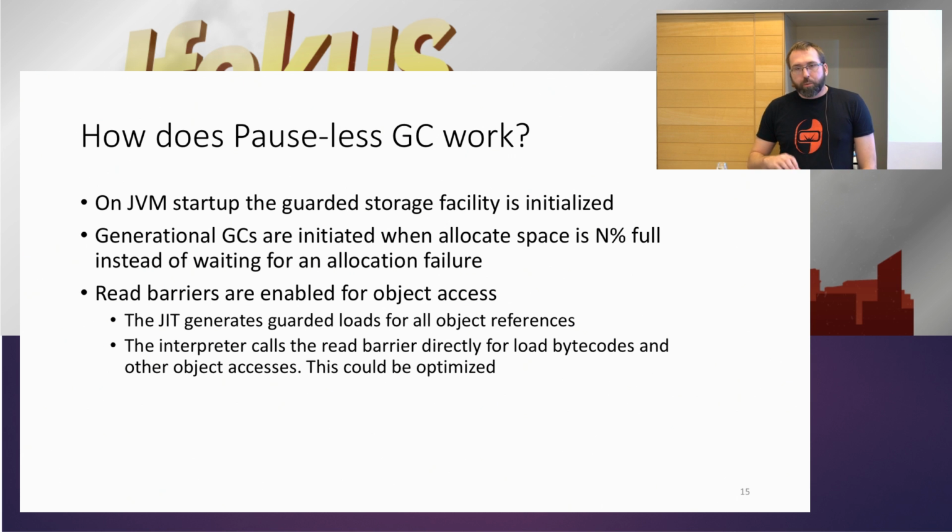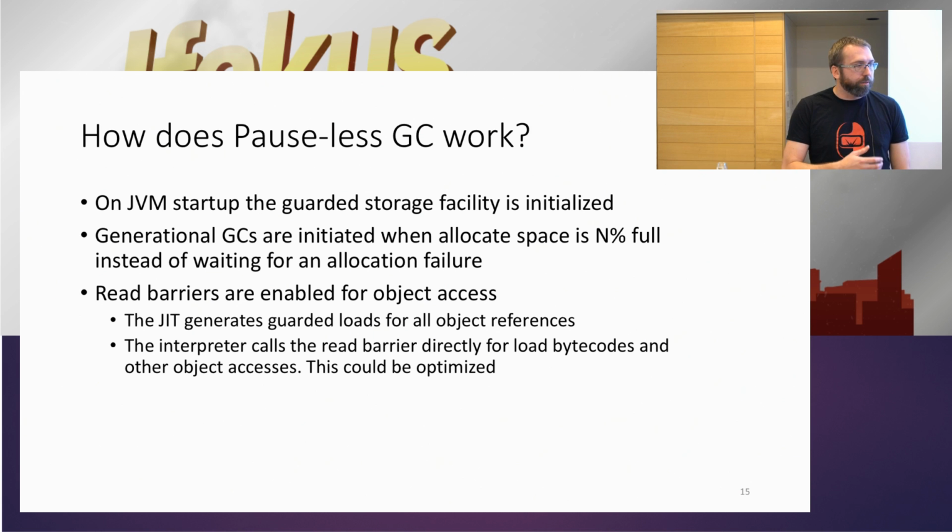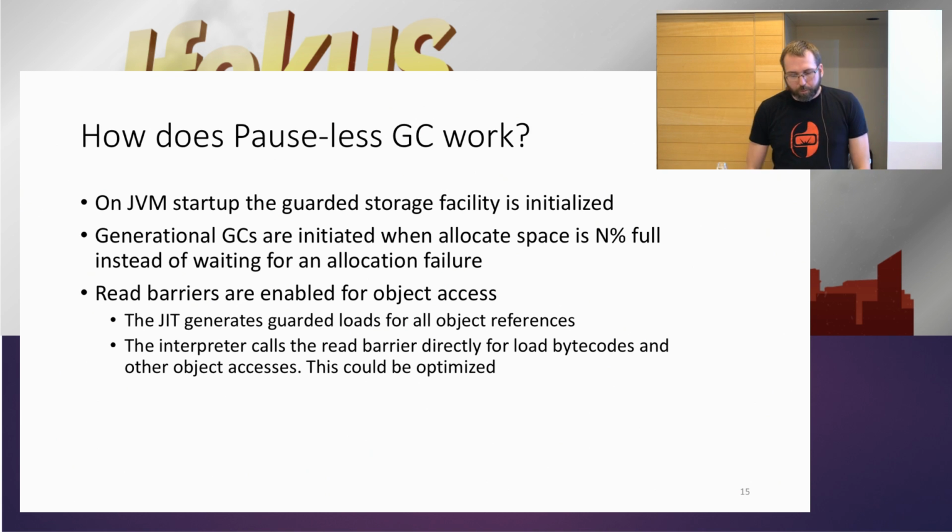And then instead of waiting for allocation failures, of course, we can't wait for that. So the generational collectors are now kicked off when the allocate space is at some percentage full. That's one of our heuristics that I'll talk about a bit more later, where some problems can be introduced. And then we enable these read barriers for all object access. The great part about it just being a new instruction is the JIT on 390 now just generates this load instruction for all object access, because there's no cost if it's not there. So if it's available on the OS, it just uses it.